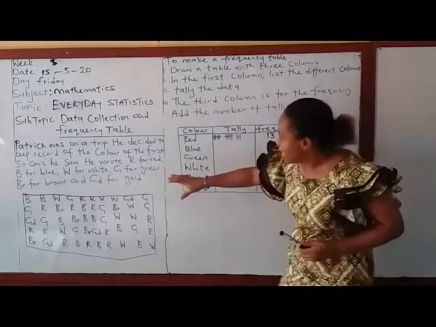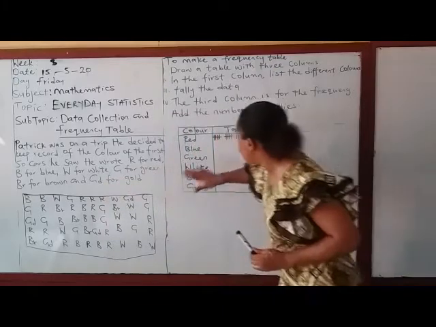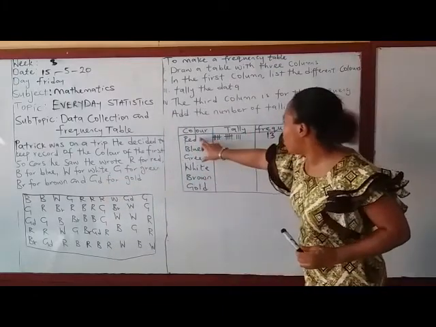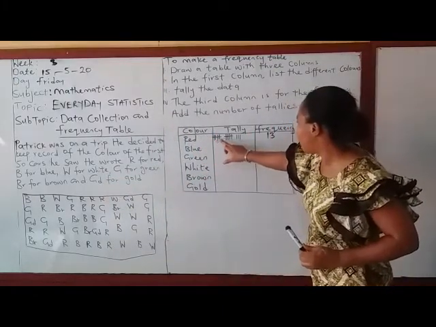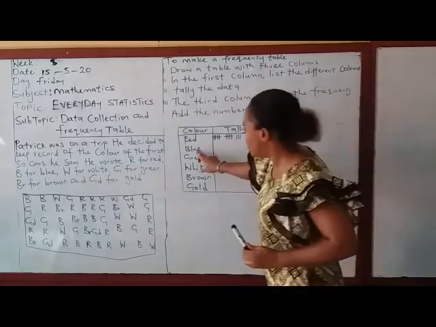That means the number of red cars that the man collected here is what? They are 13. The color red is what? 13. 5, 10, 11, 12, 13. So the frequency is what? 13. The next one is the blue color.